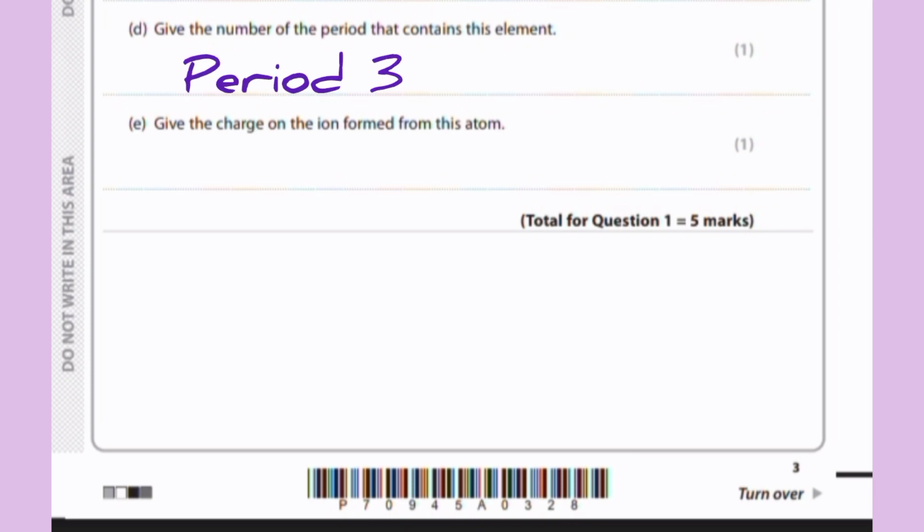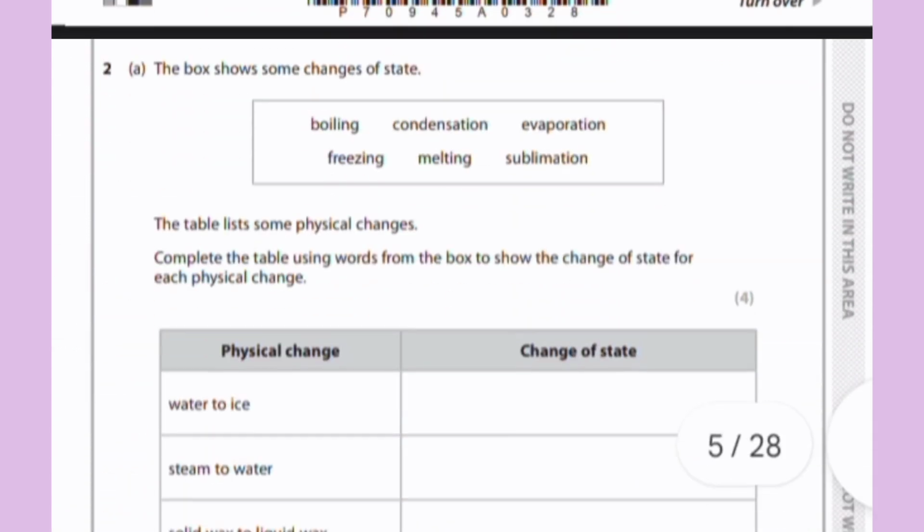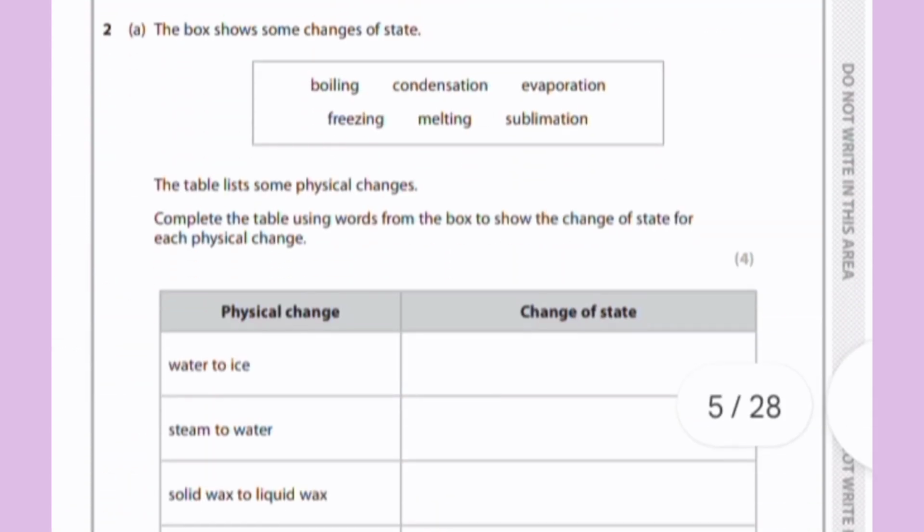E. Give the charge on the ion formed from this atom. If you look at the diagram, you can see that this atom only needs to lose one electron from its outer shell to gain a full outer shell of electrons. So if it loses one electron, it has one more proton than electrons, therefore an overall 1 plus charge. Question 2a. The box shows some changes of state. Here we have boiling, condensation, evaporation, freezing, melting, sublimation.